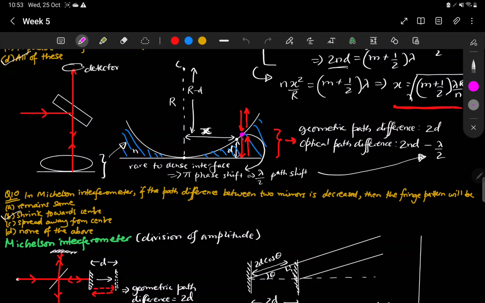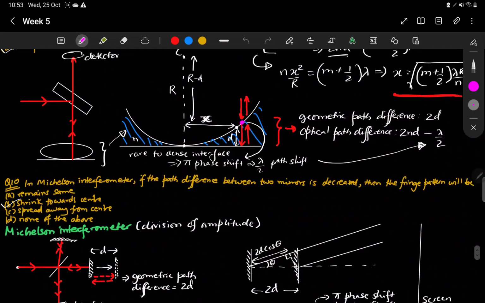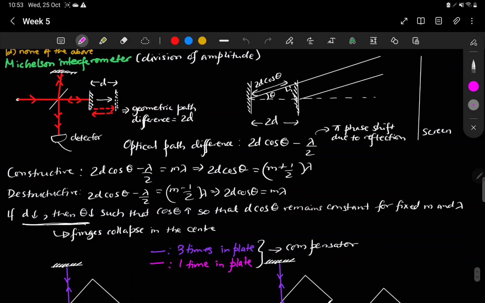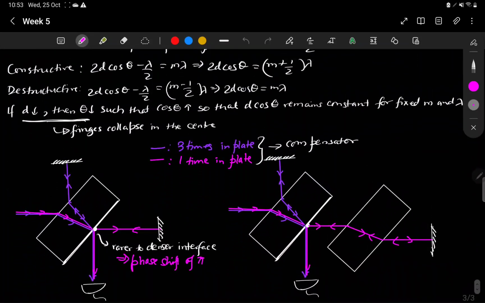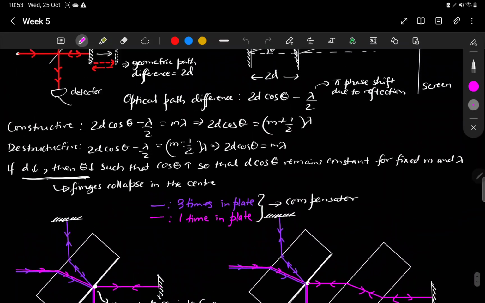In a Michelson interferometer, if the path difference between the two mirrors is decreased, then the fringe pattern will shrink towards the center. And here we have just discussed how a Michelson interferometer works.